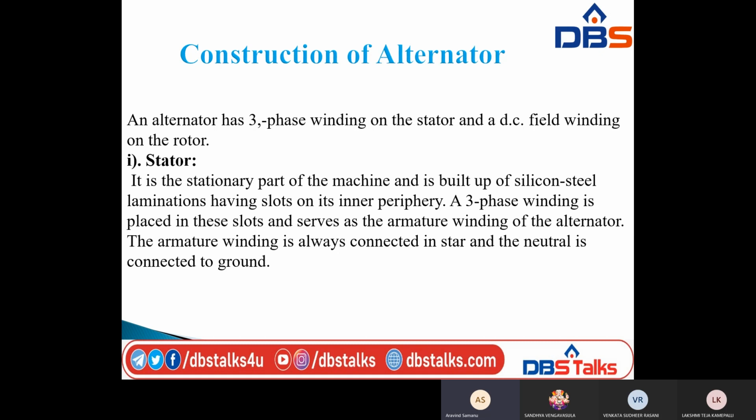Here the armature winding is always connected in star. You already know that we have two types of connections, star and delta. The armature winding is always connected in star connection only, and the neutral is connected to ground. So this is the stator part of the alternator.